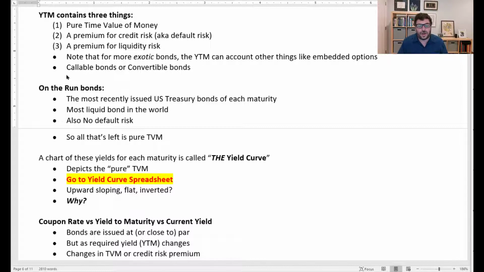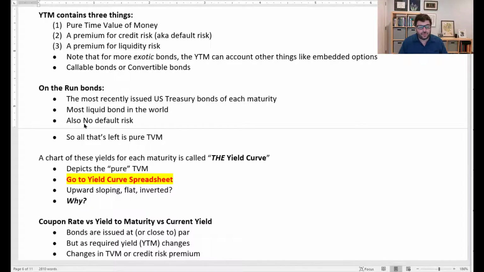So treasury bonds, the most recently issued treasury bond of any maturity, is referred to as the on-the-run bonds. And these are the most liquid bonds in the world. And that accounts for the majority of that trading volume that we saw before. So the market considers these to have no default risk. In addition, they have no liquidity premium. And so we know that yield to maturity contains time value, liquidity premium, and credit premium. Since on-the-run treasury bonds have neither of those, all that's left is the pure time value of money.